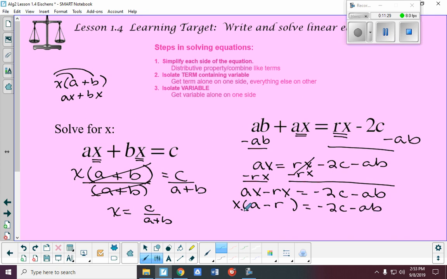We are solving for x. X is getting multiplied, so we do the opposite. We divide by a minus r, divide by a minus r, and you could put parentheses or you wouldn't have to. And those cancel, so x is equal to that right there: 2c minus ab over a minus r.